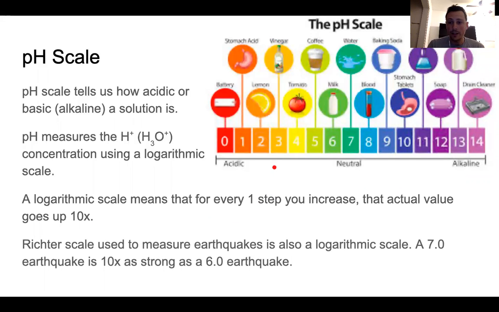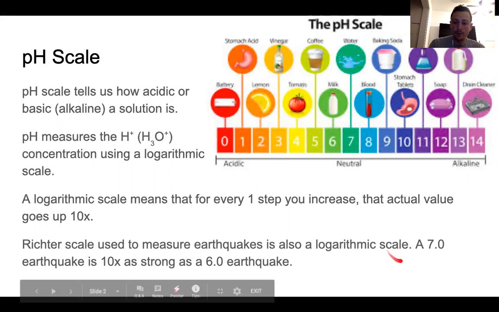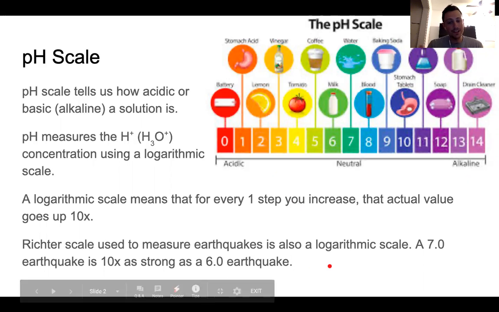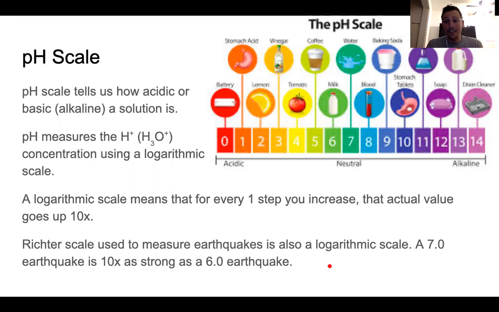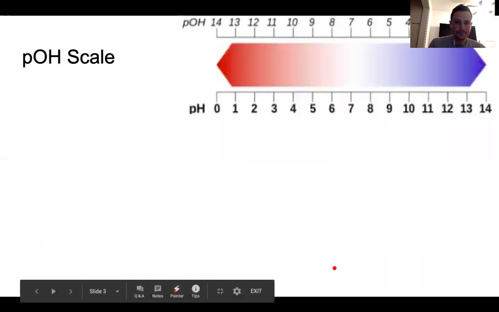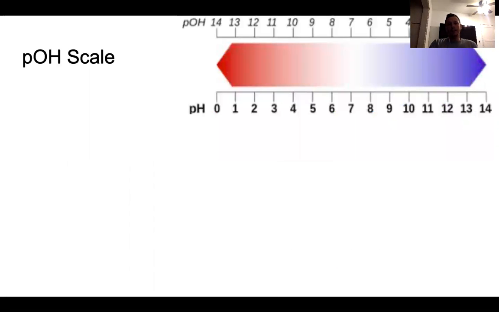We see logarithmic scales other places. The Richter scale for earthquakes, going from a 7 to a 6, that's also on a logarithmic scale. So a 7.0 earthquake is actually 10 times stronger than a 6.0 earthquake. The Mohs scale of hardness, if we've taken a geology sort of course before, how hard something is, I'm pretty sure it's also measured on a logarithmic scale. So that's the pH scale.